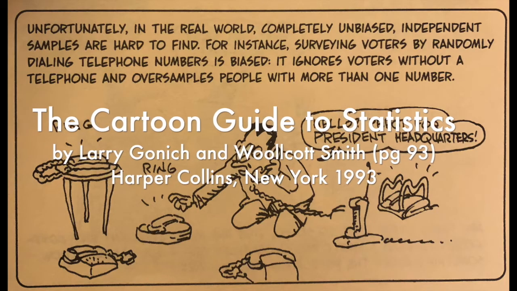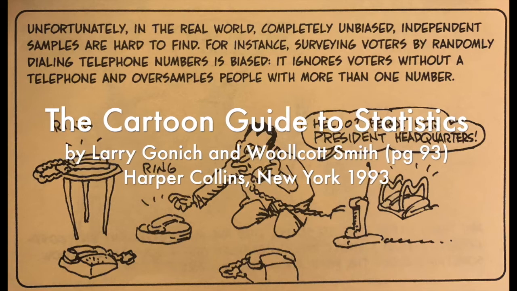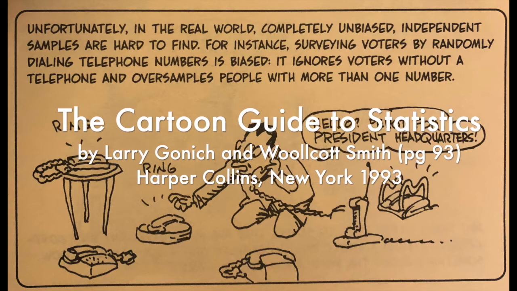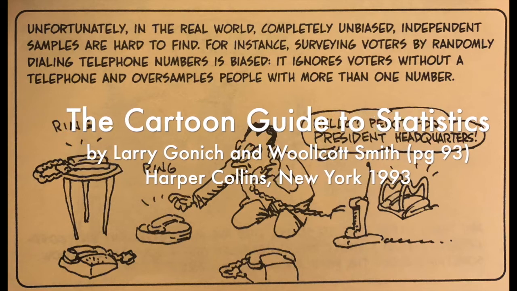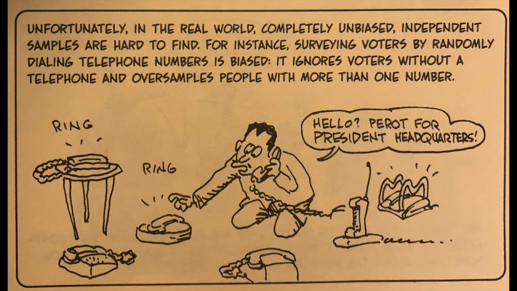This cartoon is from the Cartoon Guide to Statistics, a book I highly recommend. As the cartoon suggests, in the real world, surveying randomly is difficult. For instance, surveying voters by randomly dialing telephones or telephone numbers is biased. It ignores voters without a telephone and oversamples people with more than one number.